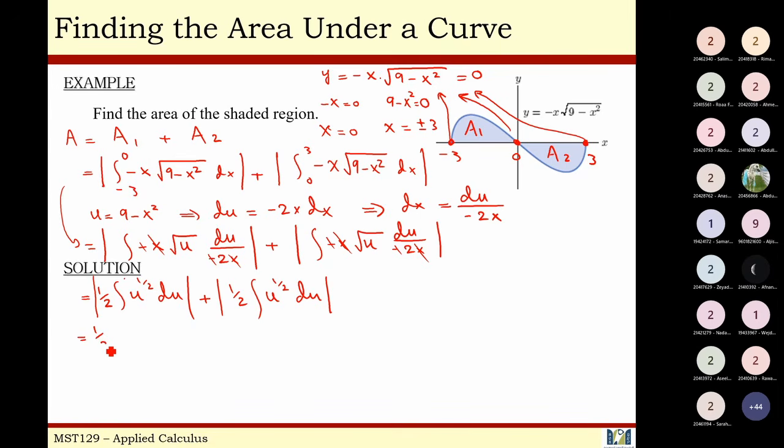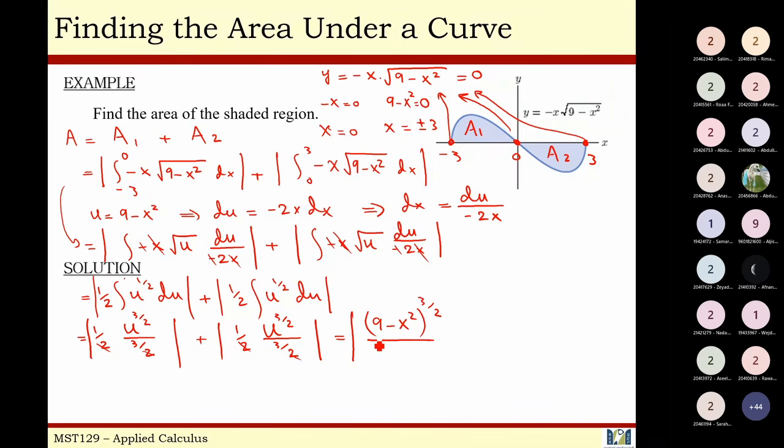Now this is equal to 1 over 2 u to the power 3 over 2 over 3 over 2, plus 1 over 2 u to the power 3 over 2 over 3 over 2. Replace u with the value of x. The 2 cancels with 2, so we have 1 over 3. What's the value of u? It is 9 minus x squared, all to the power 3 over 2, over 3.